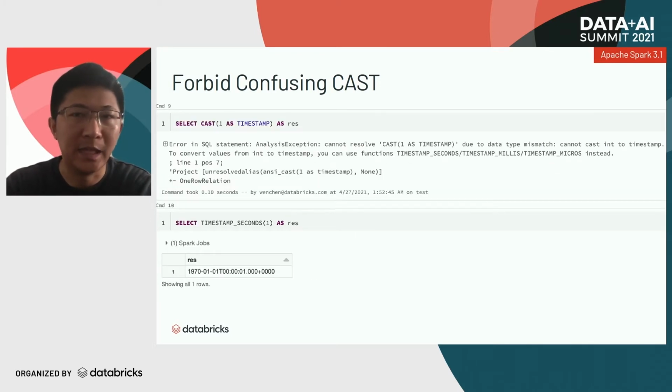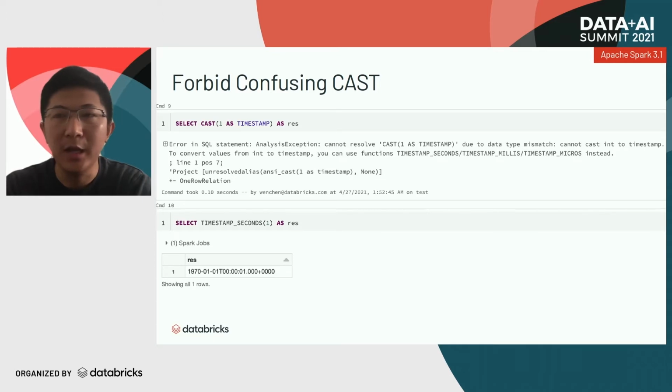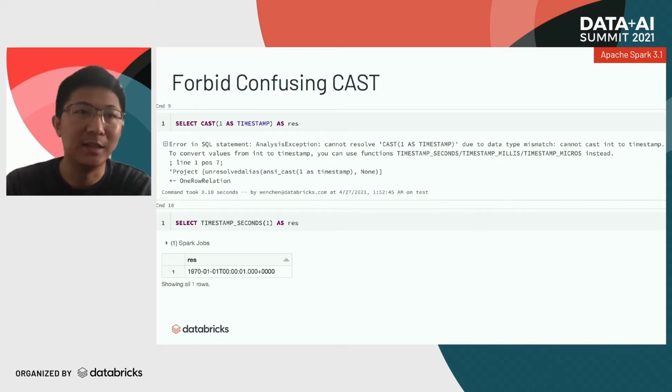This is an example. If you put an invalid cast in your query, for better user experience, Spark provides alternatives in the error message, and you can replace your cast with one of these new functions that have clear semantics. For example, if your intention is to treat the integer as a number of seconds from epoch, then you can use the new function timestamp_seconds, which has a clear semantic that this is the seconds from epoch, not milli or microseconds.